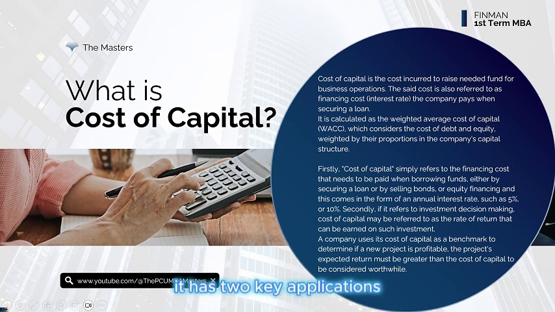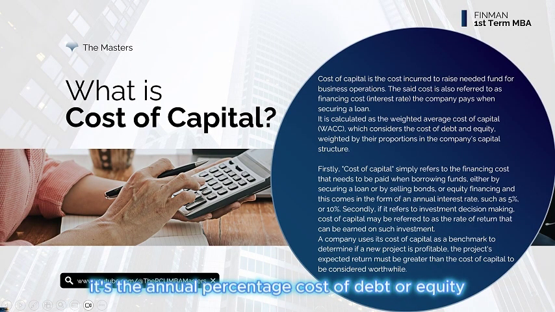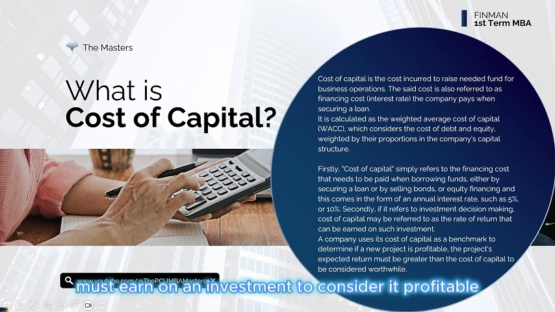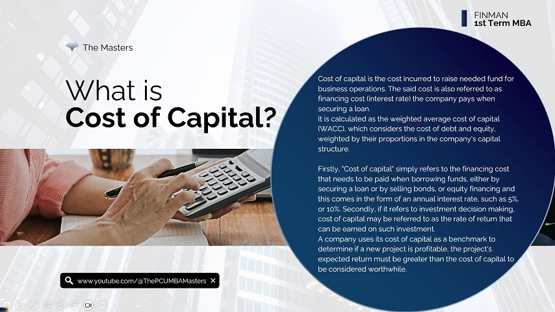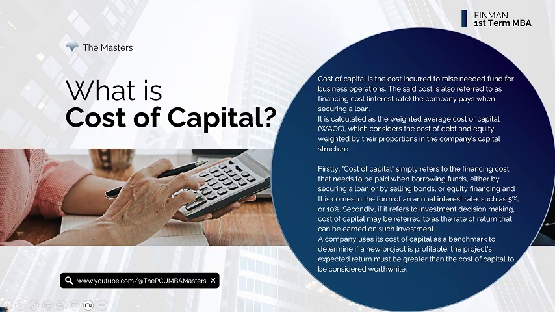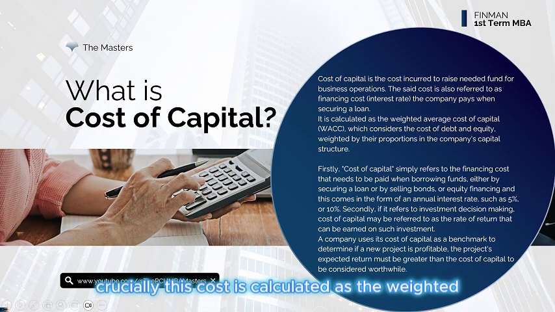It has two key applications. Financing cost, it's the annual percentage cost of debt or equity. Investment hurdle rate, it represents the minimum rate of return a company must earn on an investment to consider it profitable. If a project's expected return is less than the cost of capital, it's not a worthwhile investment. Crucially, this cost is calculated as the weighted average cost of capital, or WACC, which factors in the cost of debt and equity based on their proportions in the company's capital structure.